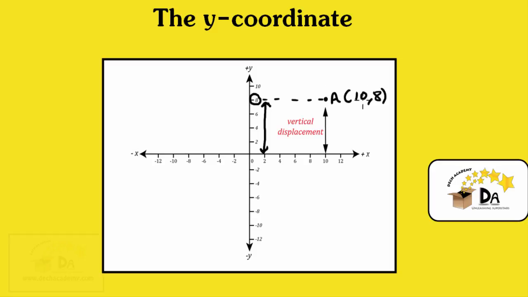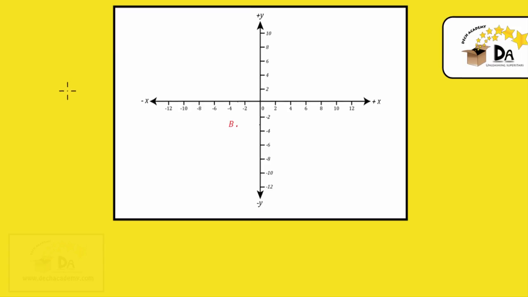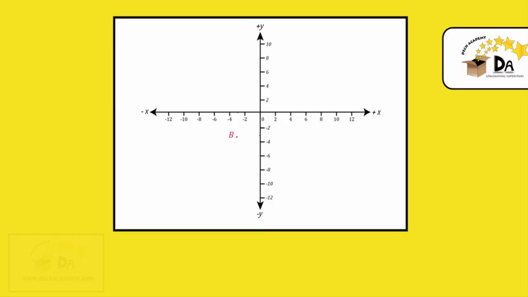And you just read off the value you hit. Simple. So here's another graph. This time we have a point B. To determine the x and y coordinates of this point, we use the rules that I just discussed.